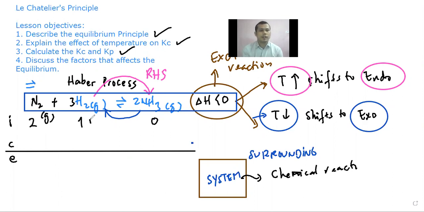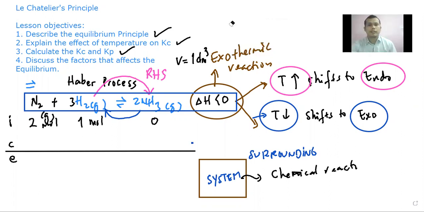I need to be very clear on the unit here. If I put these two gases in the vessel, then what is the Kc? For example, the volume is 1 dm cube. So what is the value of Kc?